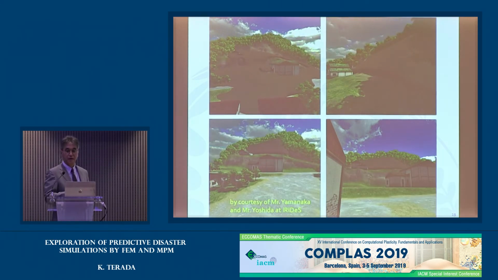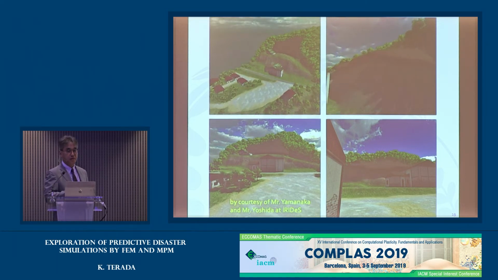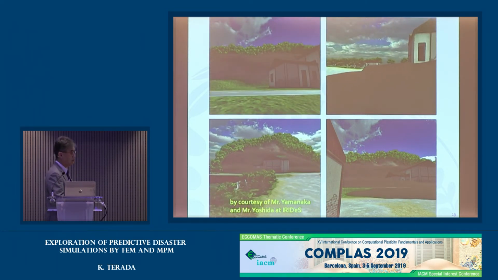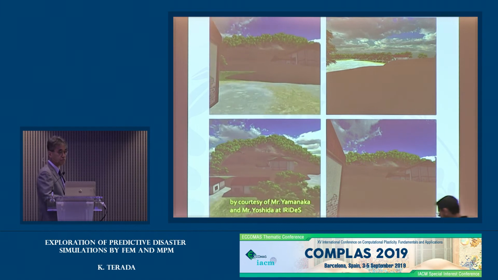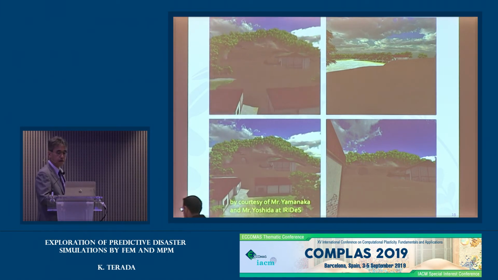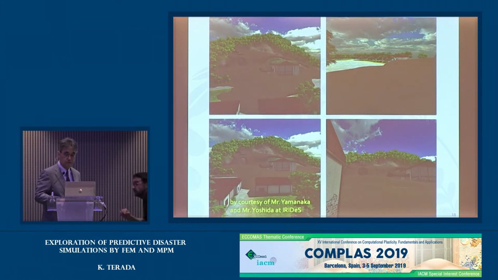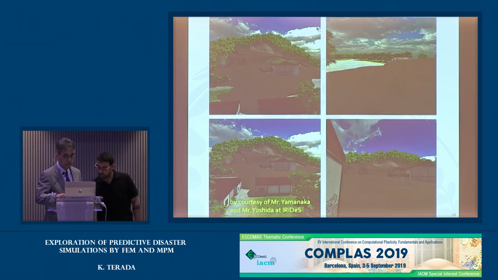These are the movies, the same simulation result viewed from a different angle. Okay. We can choose the effective. What? No, I switched off already. In Japanese, I don't know. It's ended, okay.